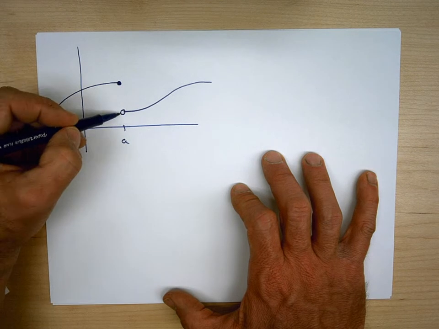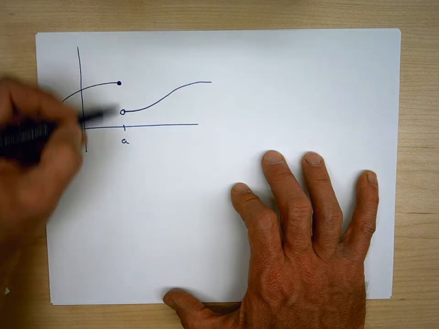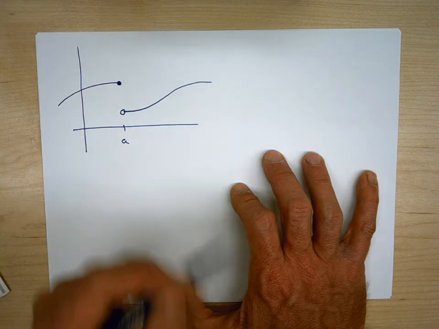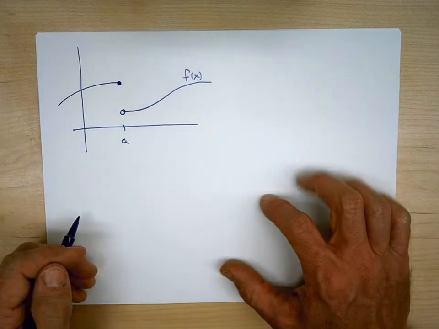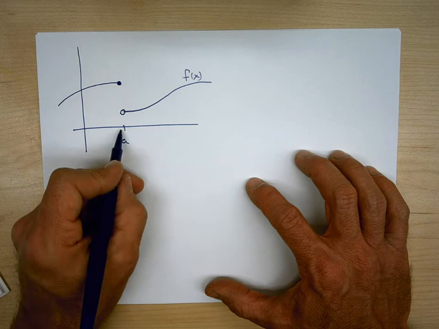Right? We can't have both of them filled in because then I would have two y values associated with one x value, and we wouldn't have a function. And we want this to be a function. We're going to call this f of x. It's both of these curves. All right. So here's a.